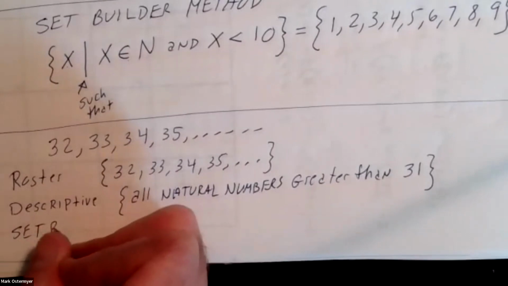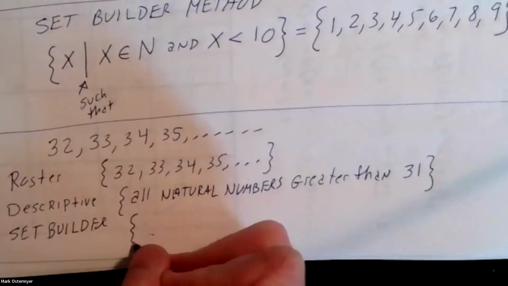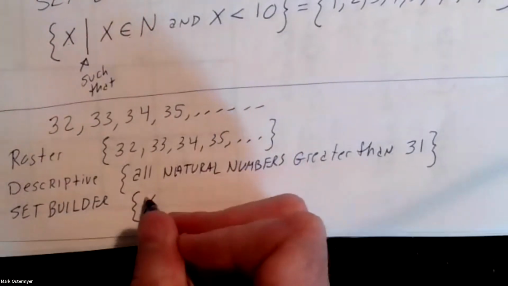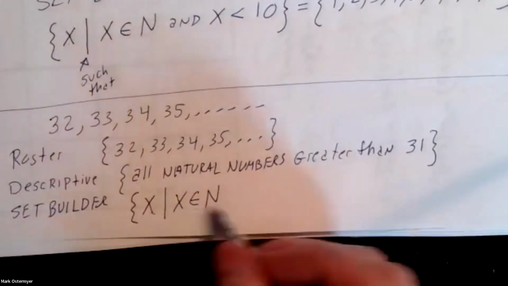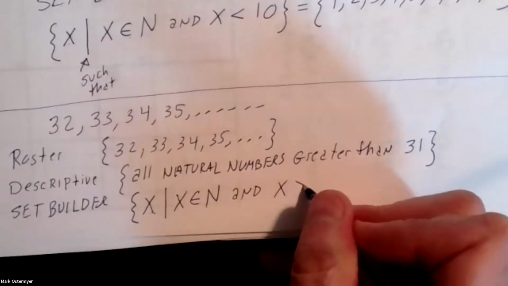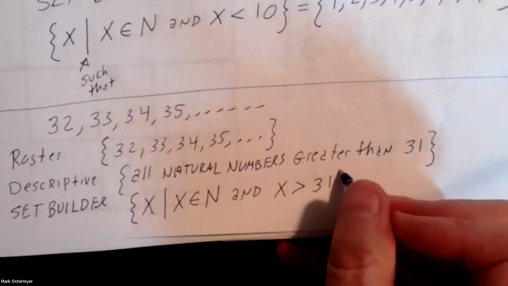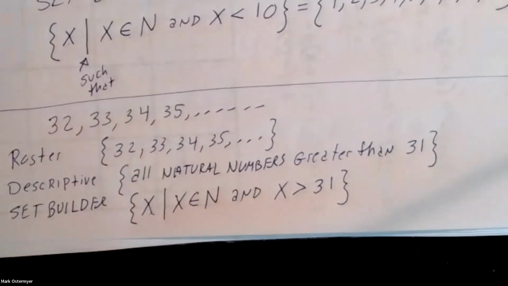Set builder notational way of representing this set. Open brace, we'll use a variable. It's the set of all numbers x such that x has to be a natural number. So it has to belong to the set of natural numbers. And x has to be greater than 31. Or you could have said greater than or equal to 32. That would also suffice. Questions how we represented that set 3 different ways? All right, any questions about anything on this page here?